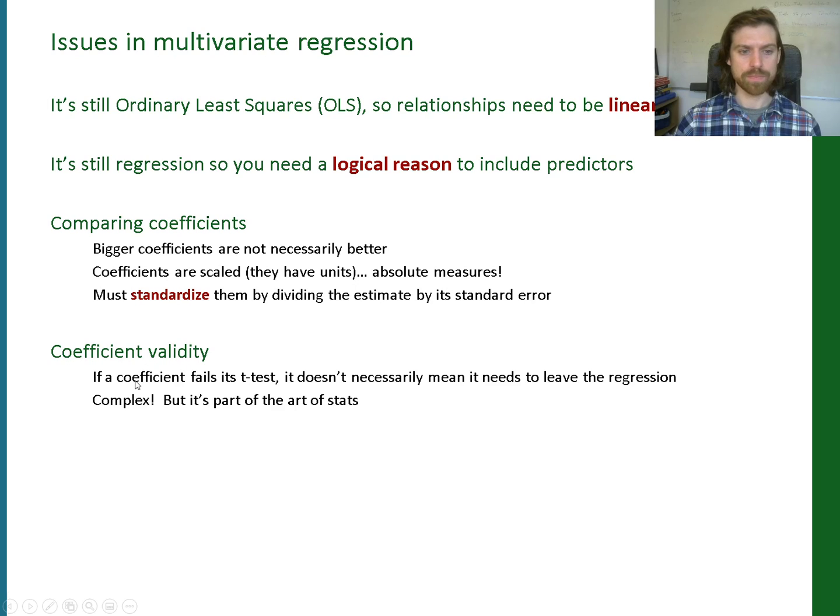Coefficient validity. If a coefficient fails its t-test, it doesn't necessarily mean it needs to leave the regression. Yes, it's complex, and yes, it's part of the art of stats. For all of our rhetoric around quantitative methods being superior, it's how we do science, there is still an element of how we build and evaluate those models, because this is all based on human intuition and the analyst. Then we have to make a decision about which model we're going to go with and which model we're going to explain, and how that might lead to future theory.